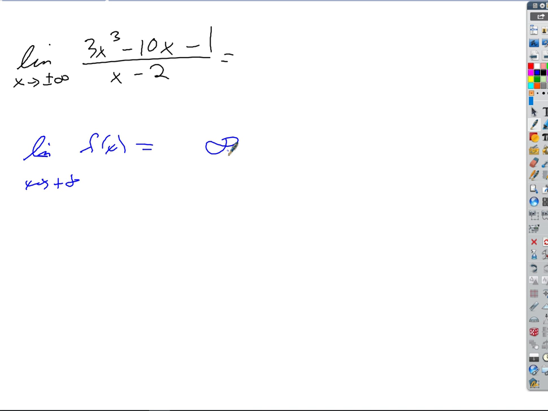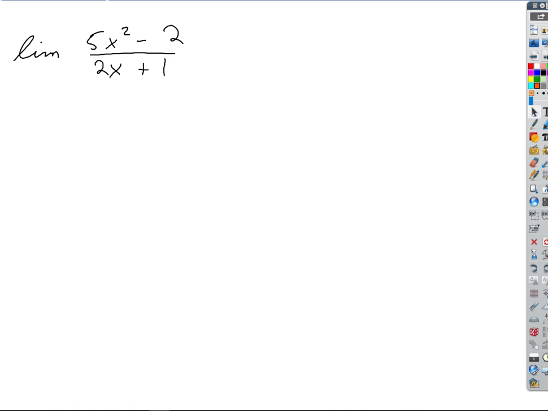Well, all you have to do is look here at the leading terms. What's the sign of that factor on the top going to be? If x is positive, 3x cubed is positive. Positive over positive is? There you go. Make sense? We just did one like that. Okay, let's do this one.